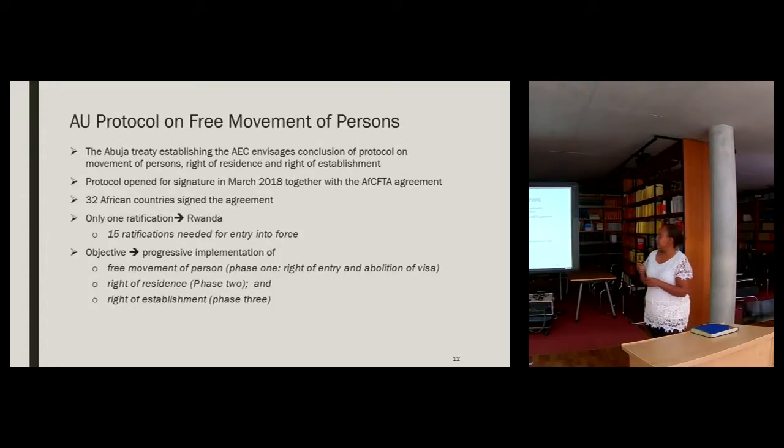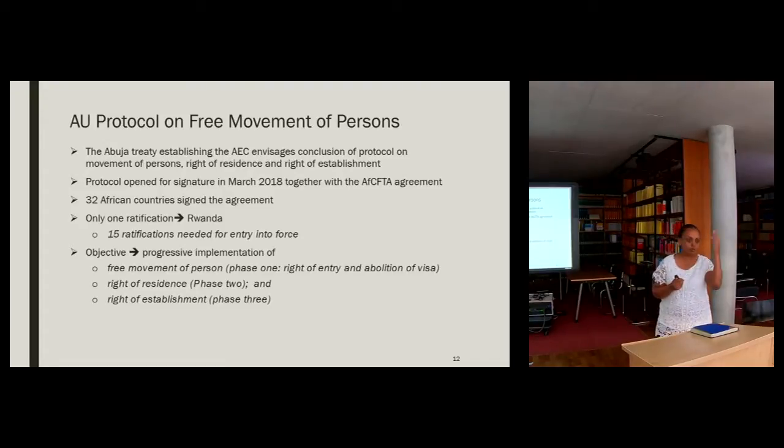And another document which was signed together with the Continental Free Trade Area Agreement was the Protocol on Free Movement of Persons. The two are separate in a sense. The agreement establishing the CFTA is a different document, and the protocol is part of the treaty which was signed in 1994, the treaty which aspires to establish the African Economic Community. Article 34 says that a protocol on the free movement of persons would be subsequently concluded between the parties.